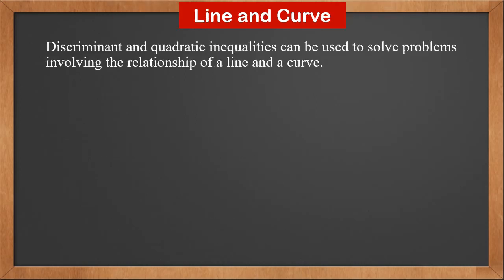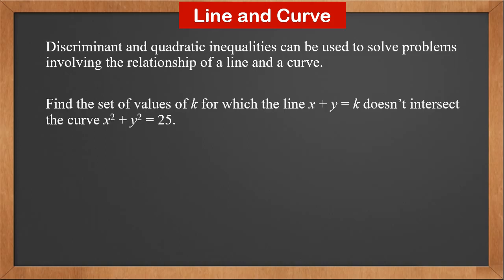Sometimes we'll see problems involving the relationship of a line and a curve. We may use discriminant and quadratic inequalities to solve these problems. Find the set of values of k for which the line x plus y equals k doesn't intersect the curve x squared plus y squared equals 25. We can treat these two equations as simultaneous equations. If the line doesn't intersect the curve, then these simultaneous equations have no solutions.